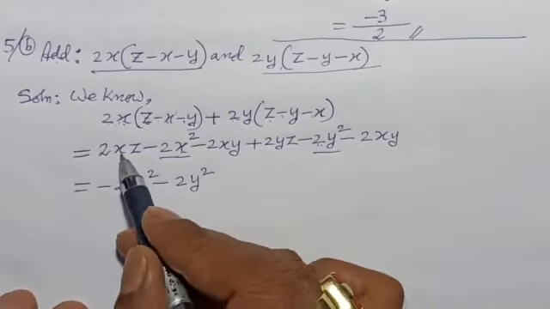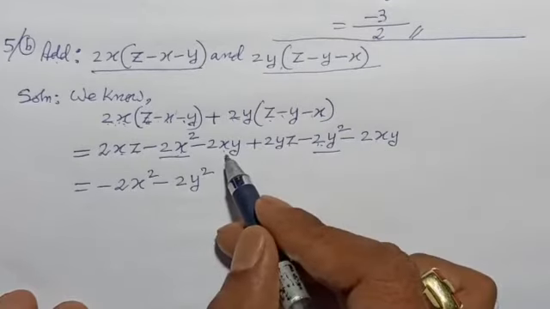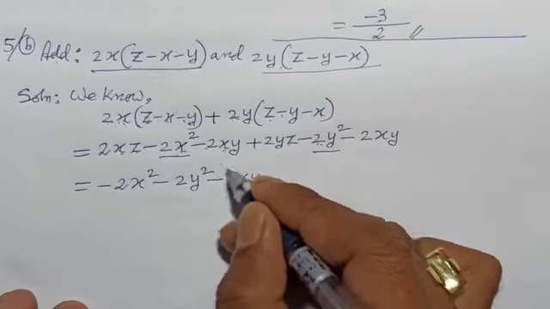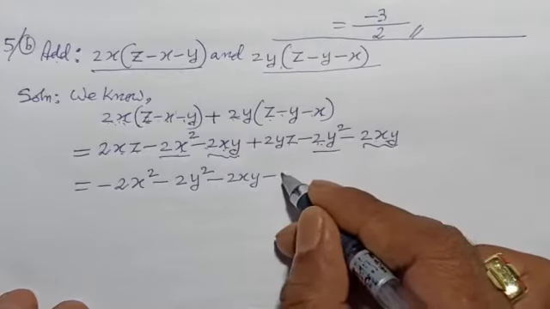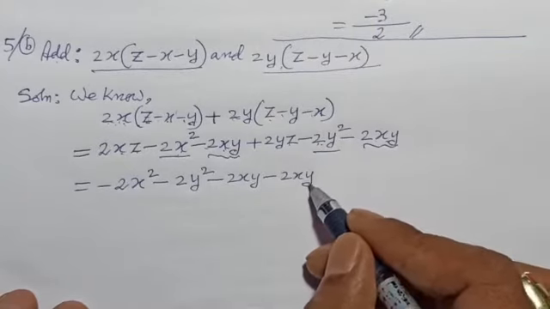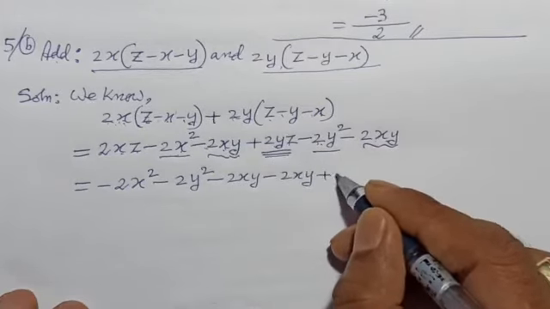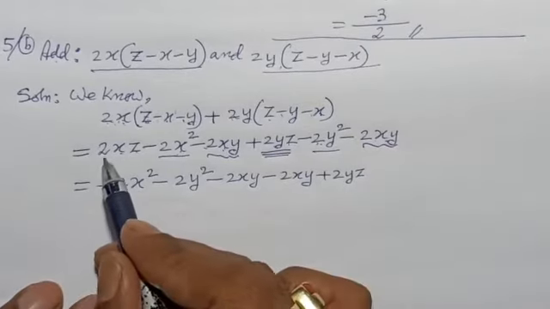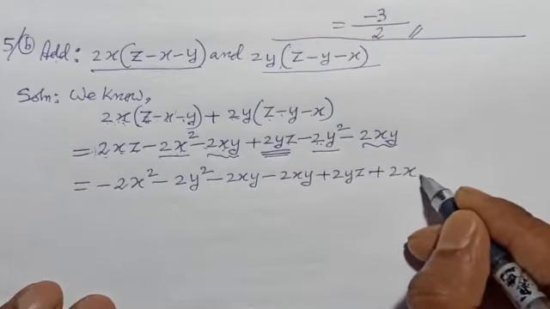After this, again we have to arrange the remaining terms. This is xz, this is xy, this is yz, this is xy. So we'll write xy first. Minus 2xy. This one, and this also xy. These two are like terms, so write together minus 2xy. After that, we have to select yz. This is yz, this plus 2yz. Now this term is left, and here is plus sign, so plus 2xz.